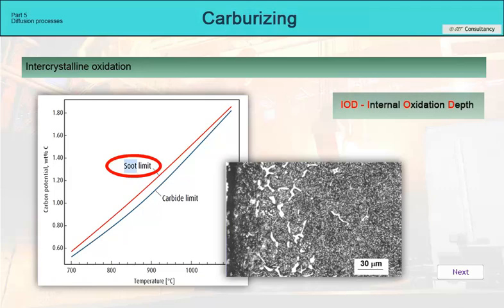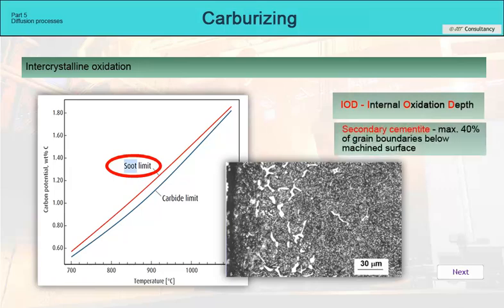The AMS 2759 Part 7 standard limits the amount of secondary cementite to a maximum of 40% coverage of the grain boundaries in the layer just below the surface of the steel on the machined surface. But at the same time, it also says that large or angular carbides are not permissible. The individual structural components are then compared with the AMS Metals Handbook, Volume 9.